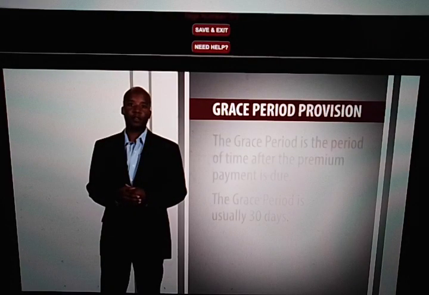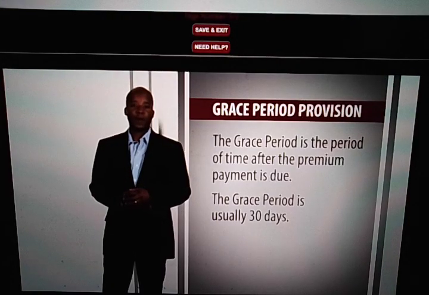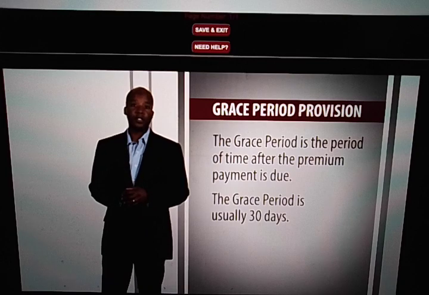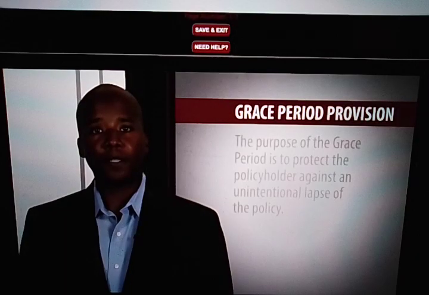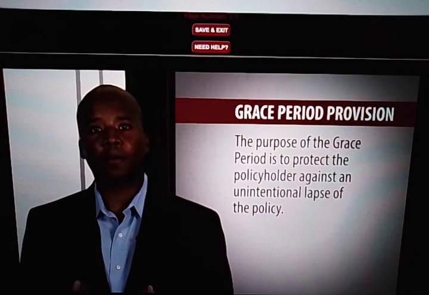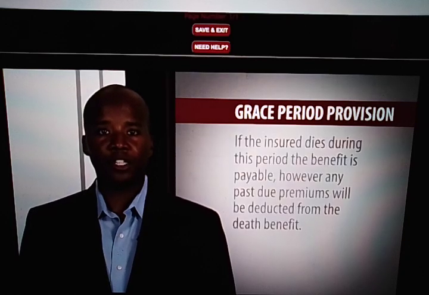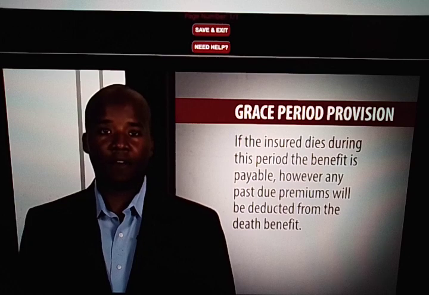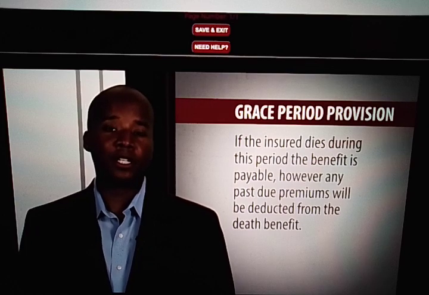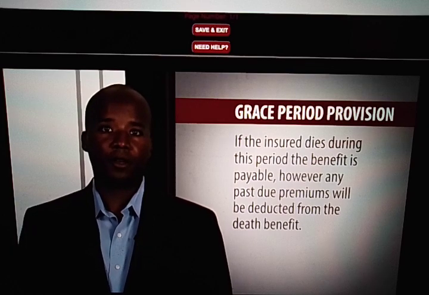Grace period provision. The grace period is the period of time after the premium payment is due. The grace period is usually 30 days. The purpose of the grace period is to protect the policyholder against an unintentional lapse of the policy. If the insured dies during this period, the benefit is payable. However, any past due premiums will be deducted from the death benefit.